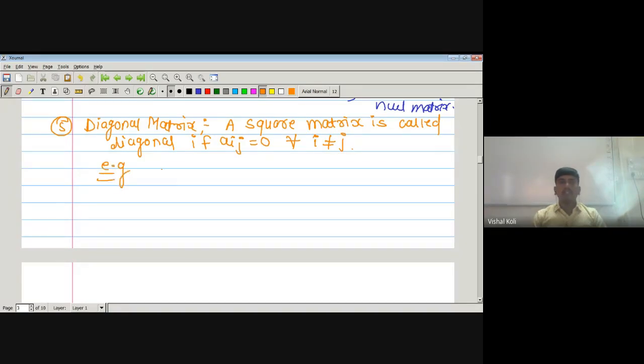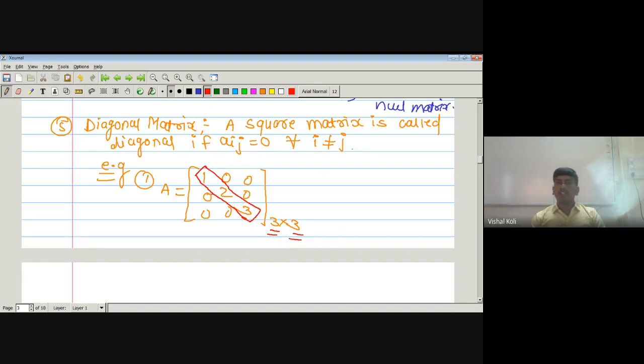Diagonal elements means, suppose this is a matrix with rows 1 2 3, 0 0 0, 0 0 0. This is a matrix of order 3 cross 3, since there are 3 rows and 3 columns, and this is the principal diagonal line, that is, the elements on the diagonal line. Any square matrix, as here there are 3 rows and 3 columns, is said to be a diagonal matrix if Aij is equal to 0 for all i not equal to j.